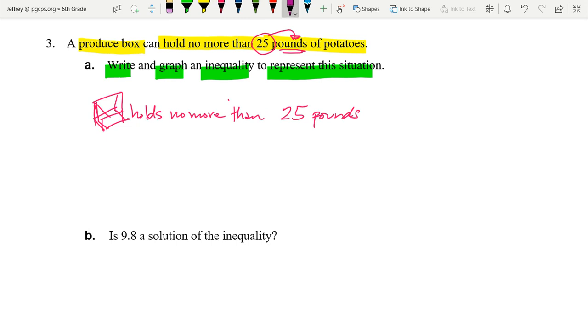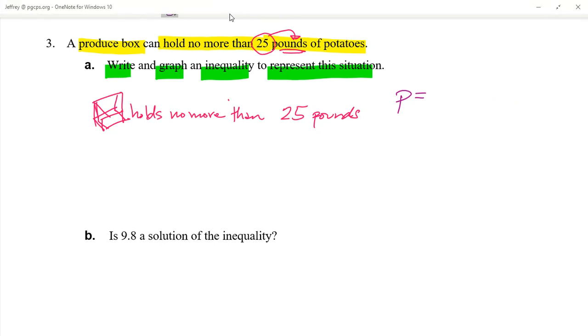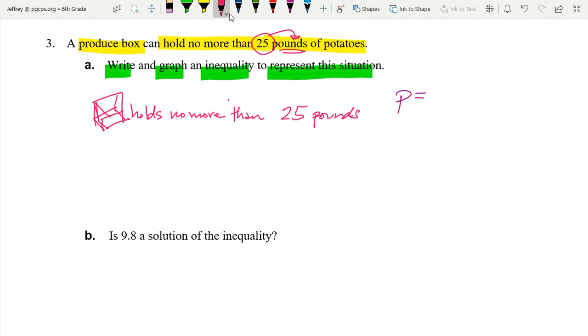So a box holds no more than 25 pounds of potatoes. So let's identify our variable. 25 pertains to the amount of pounds, right? So let P equal the number of pounds. Let's erase the word amount and change that to the number of pounds. So let P represent the number of pounds the box can hold.